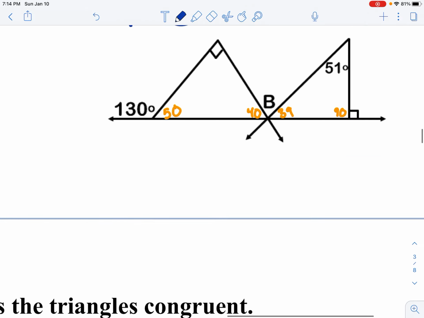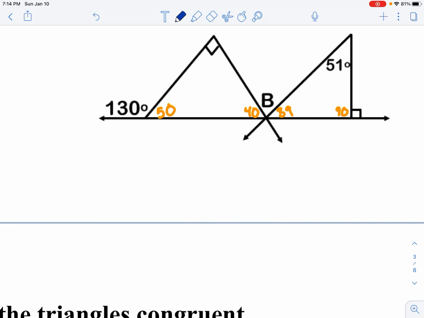If I zoom into this picture a little bit, obviously the oranges I filled in again. I found the 50 by, again, seeing that this is a straight line. That's the first thing I always look for. Are there straight lines? Because if they are, you know you can subtract from 180. So 180 minus 130 gave me 50. This is supposed to be a right angle symbol. It looked like kind of a weird one, but it is a right angle symbol. So if this is 50 and this is 90, then this would have to be 40.